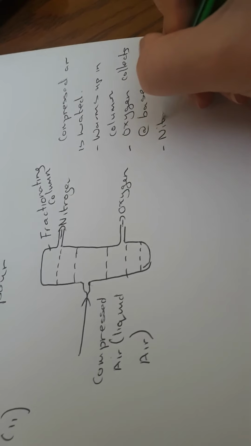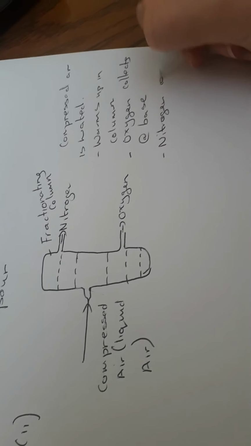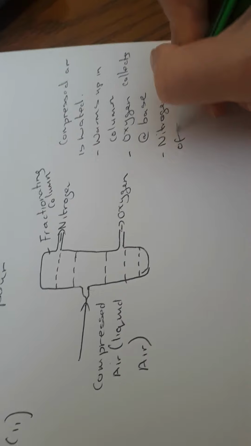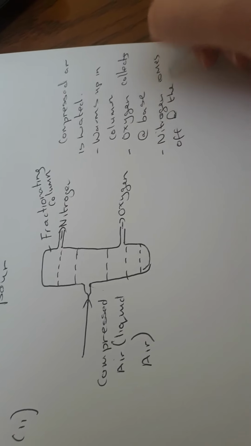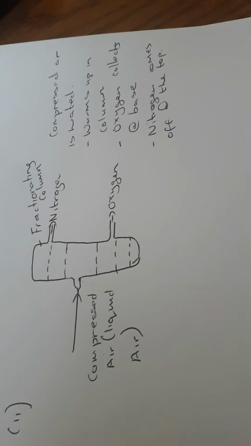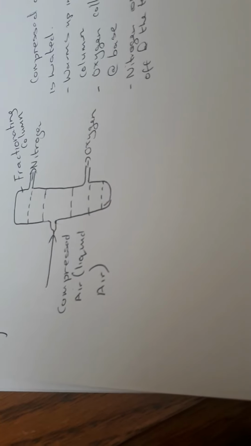Nitrogen comes off at the top. Okay, remember oxygen has my higher boiling point. So because it has the higher boiling point, it comes off lower down.